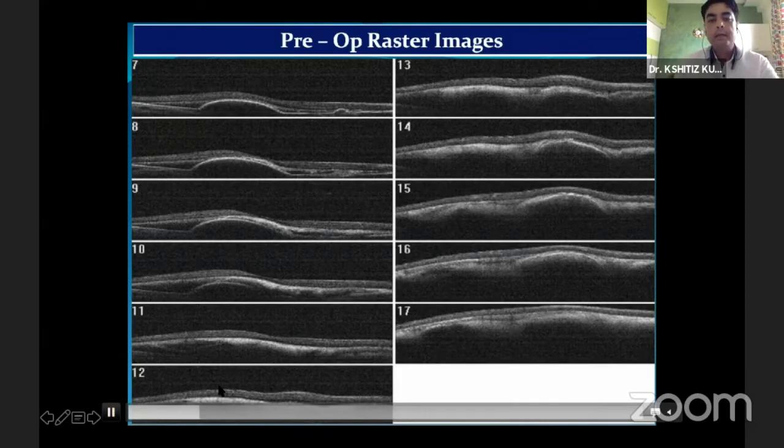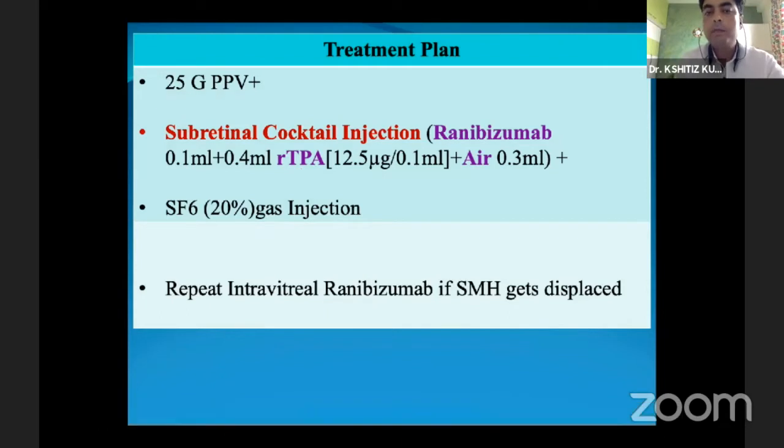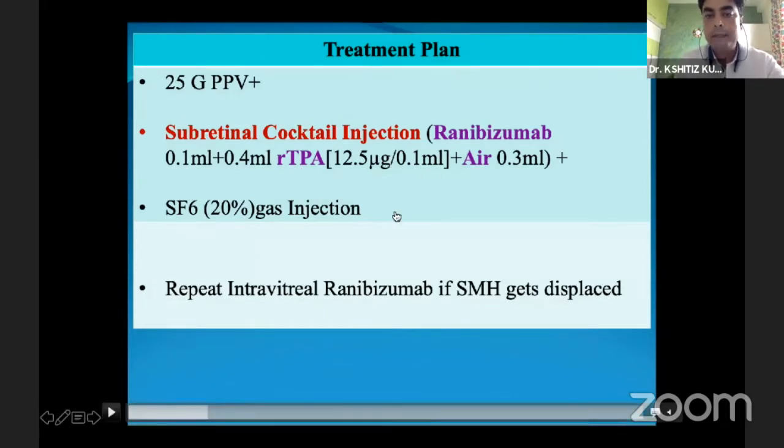With this, I move on. The plan was to do a 25 gauge fast planar vitrectomy with a subretinal cocktail injection of ranibizumab 0.1 cc with 0.14 cc of recombinant tissue plasminogen activator, so that the final concentration was not more than 50 micrograms, along with air to achieve a subretinal pneumatic displacement. And the plan was to repeat intravitreal ranibizumab if the submacular hemorrhage gets displaced.